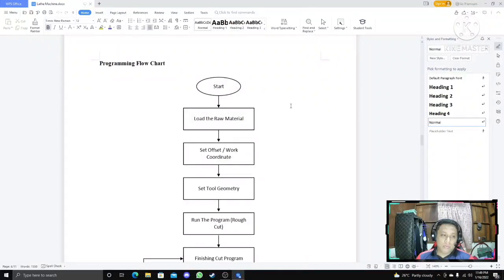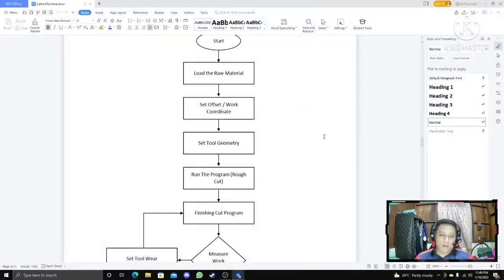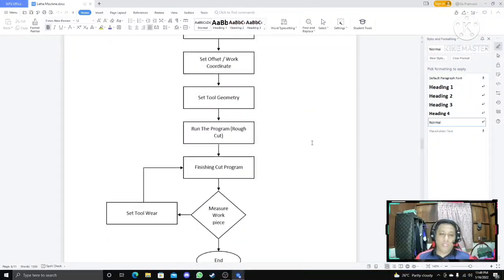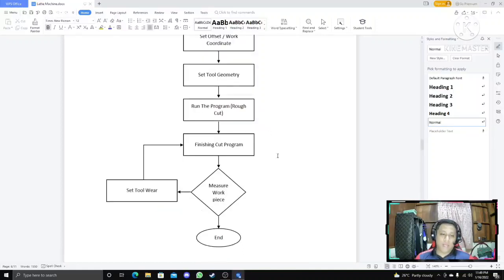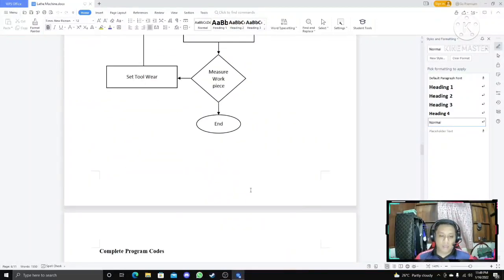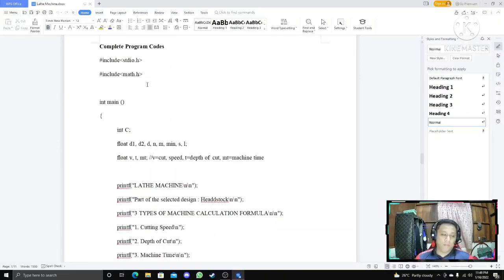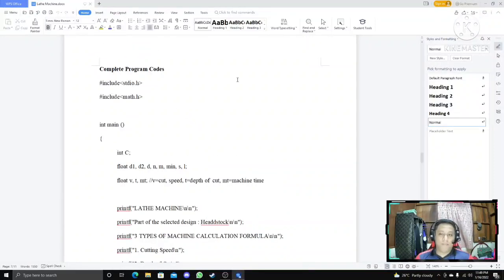Okay, this is my programming flowchart. Start, then load the raw material, set offset or work coordinate, set tool geometry, run the program, rough cut, finishing cut, measure workpiece, set tool wear, and end. This is my complete program code, the standard program code for the lathe program, from G code to M code.